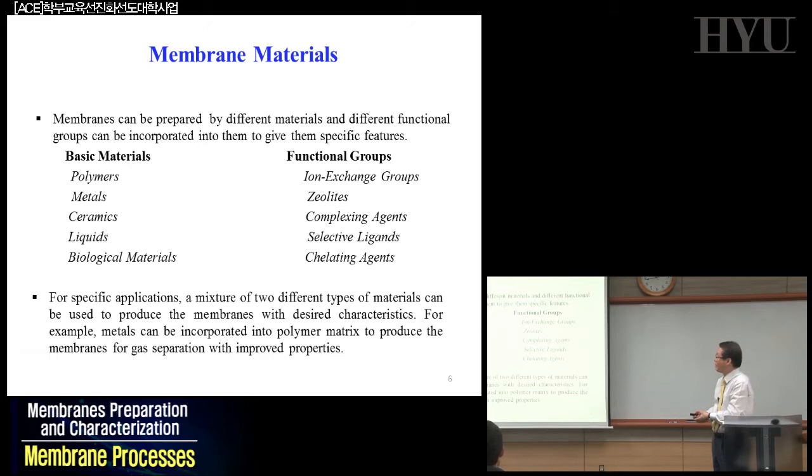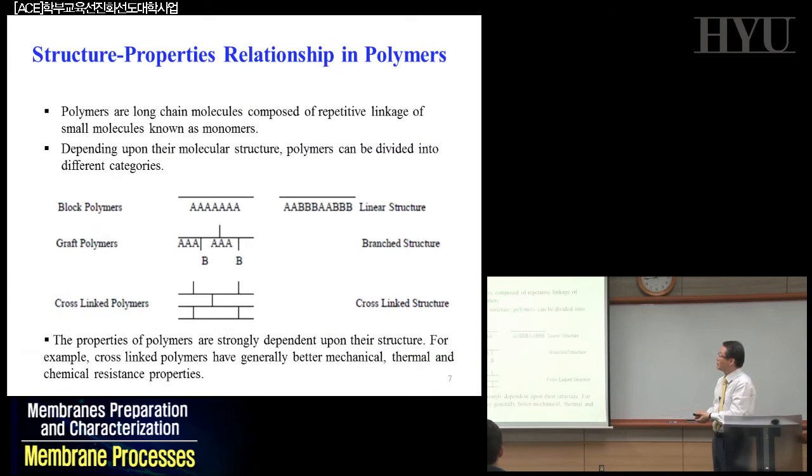Okay? Biological materials can be utilized for membrane materials as well, such as chitosan or liposomes, cell membranes can be utilized for membrane materials for separation and so on. So these are the basics of the membrane materials.